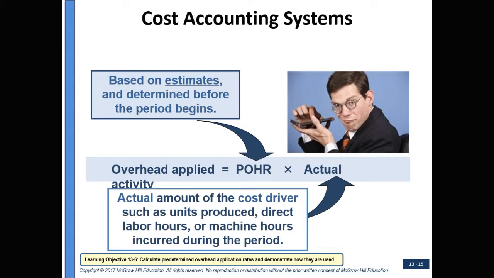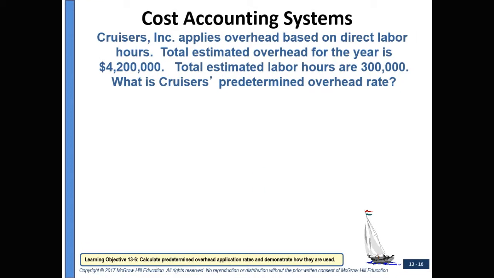Overhead is then applied based on these estimates that were determined before the period begins. And it is applied based on whatever the actual activity measure is for that specific period. So we take the actual quantity of the cost driver, something like units produced, direct labor hours, machine hours, whatever it is, and we multiply that by the predetermined overhead rate to determine how much manufacturing overhead to allocate.